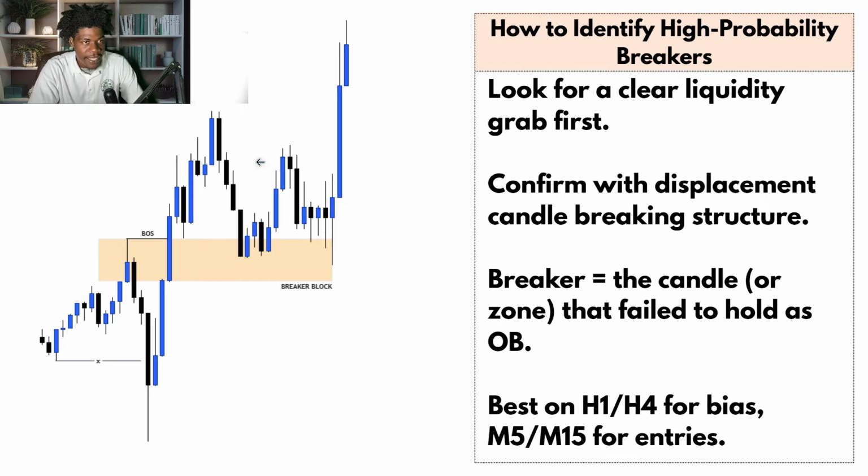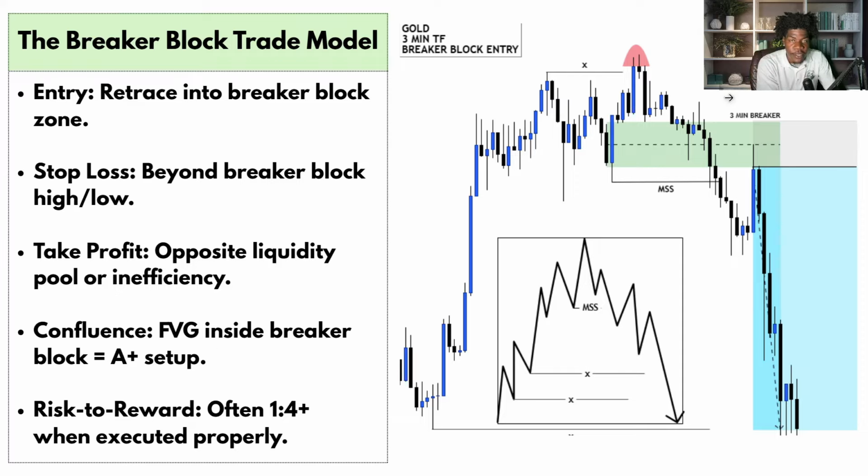Now let's go over the breaker block trading model. Make sure you guys take notes of this full strategy and go over it on your charts so you can see this for yourself. The first thing we're going to go over is our entry, the retrace into the breaker block zone. The second thing is your stop loss. Your stop loss always goes beyond the breaker block high or the breaker block low. Then for our take profit, it is the opposite liquidity pool or inefficiency.